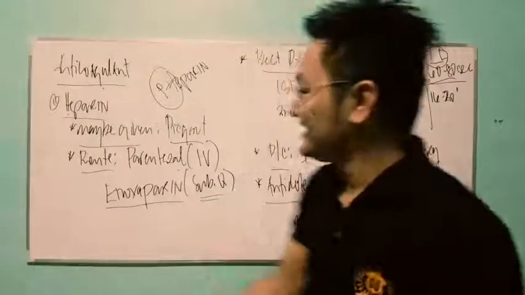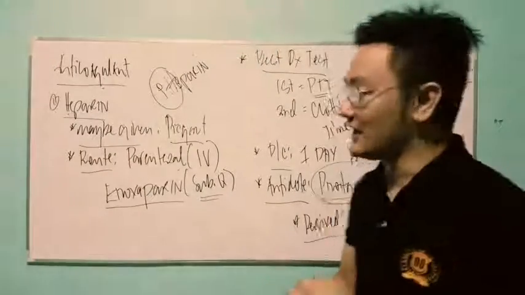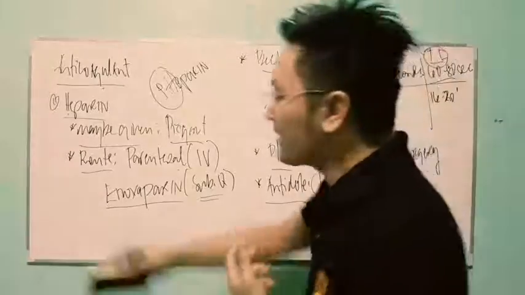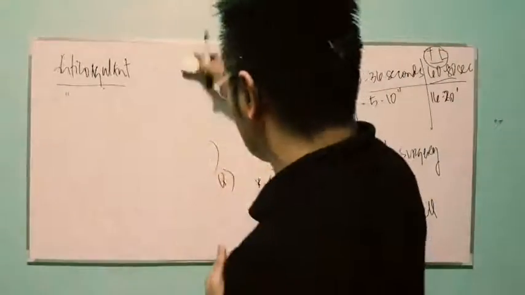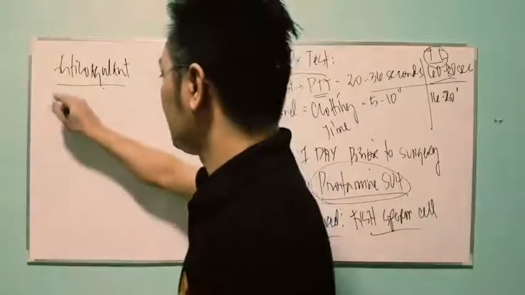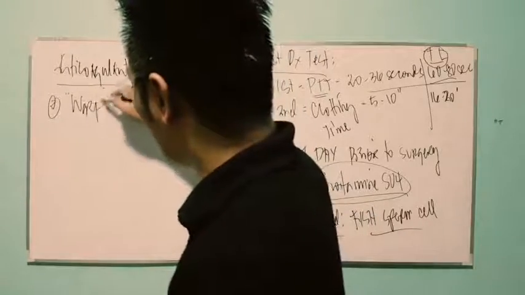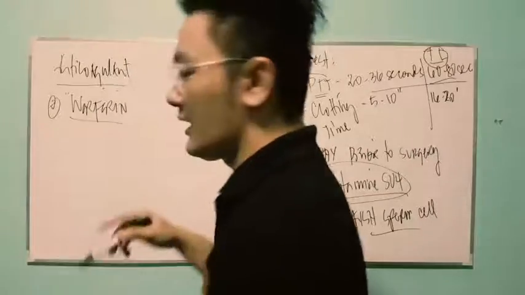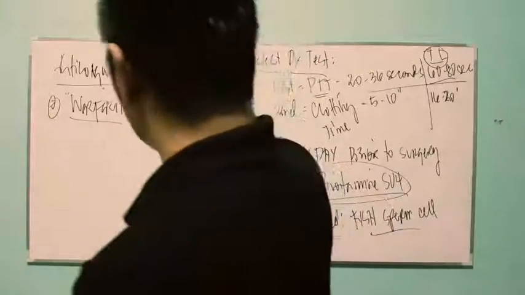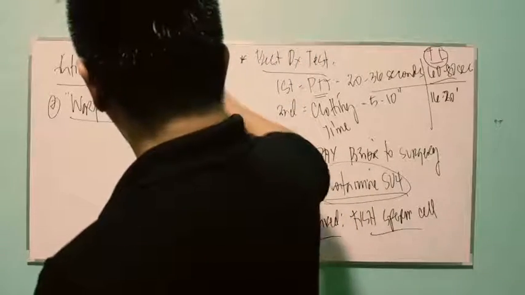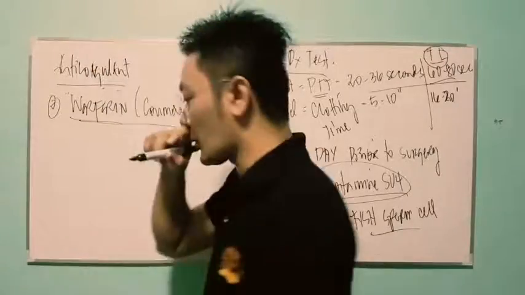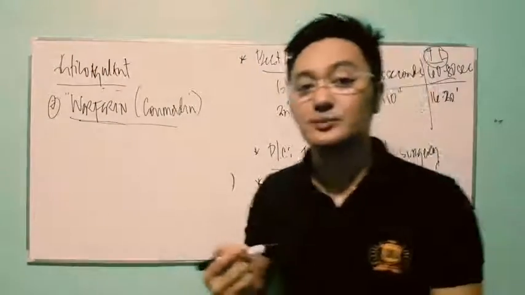Okay, I'm back. So that is what we call your heparin. That's your anticoagulant. Another anticoagulant, number 2, is what we call your warfarin. You also call this a Coumadin drug. Now, question. Can we give warfarin to pregnant women?